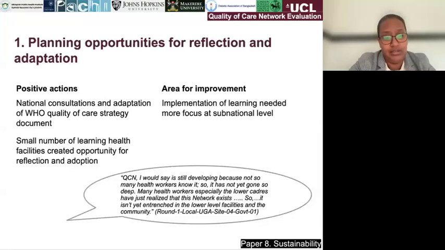However, the adoption was not uniform at all levels, both across countries and within the country. Specifically, we have seen a gap in adoption at subnational level. Next slide, please.